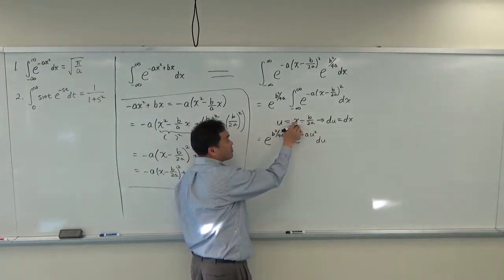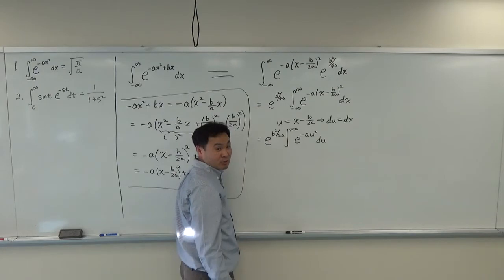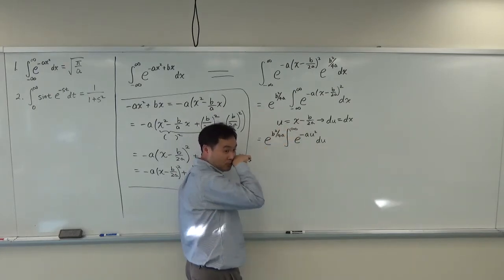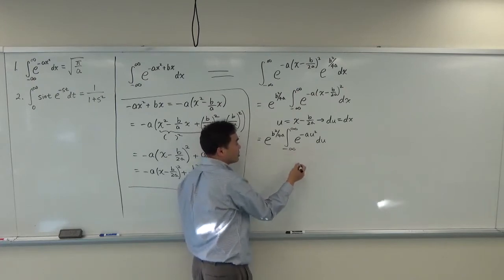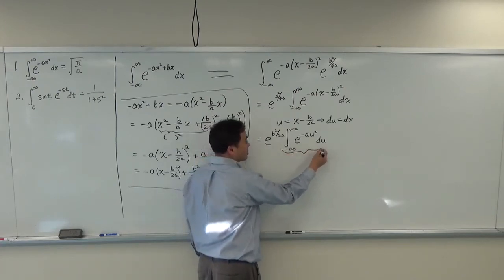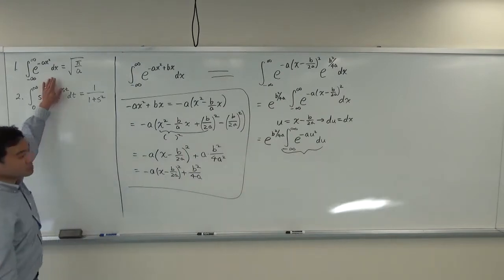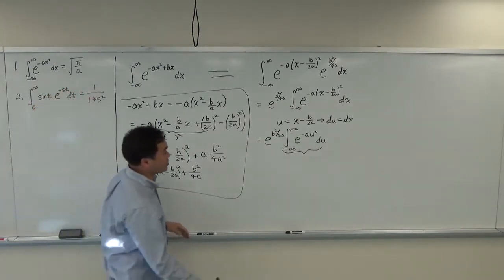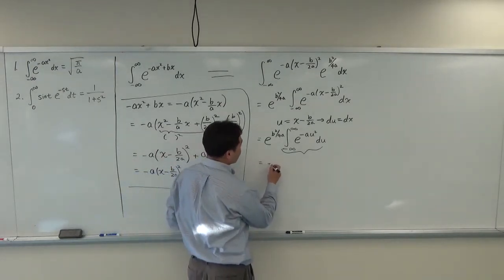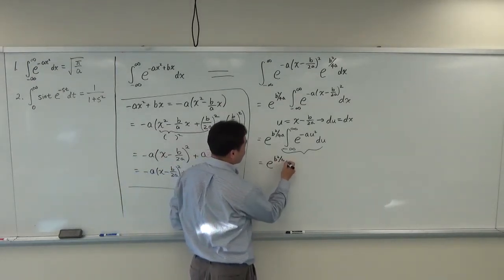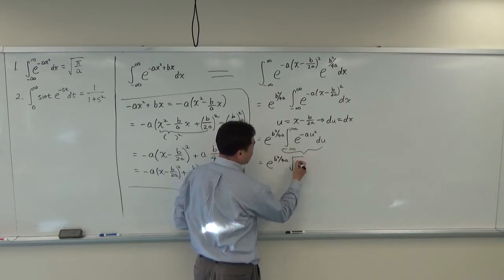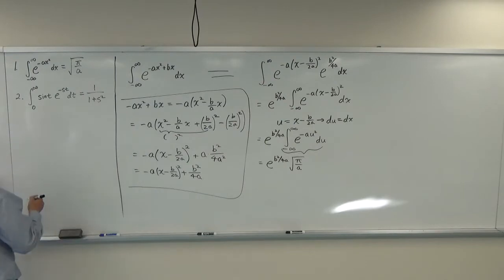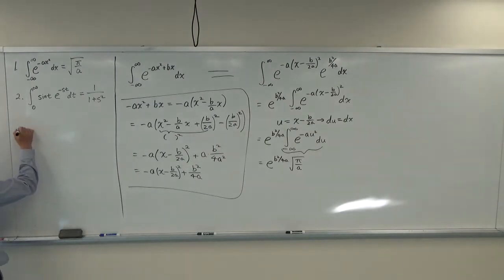If x is negative infinity, what happens to u? If x value is negative infinity, what's the value of u? Negative infinity as well. Right? But if you look at this, isn't this exactly the same as this integral? Right? It's just u is changed into x. So we can now say the answer is e to the b squared over 4a times square root of pi over a. Okay. So that's the result that we have to use.